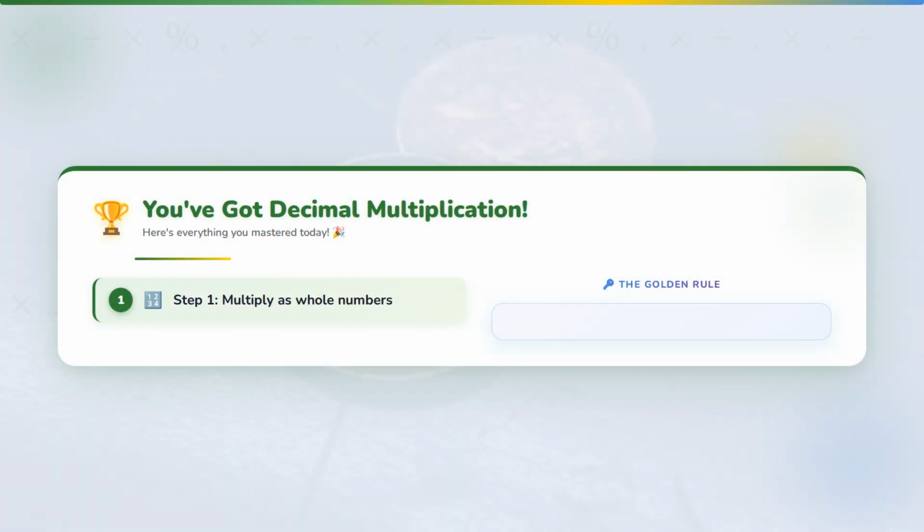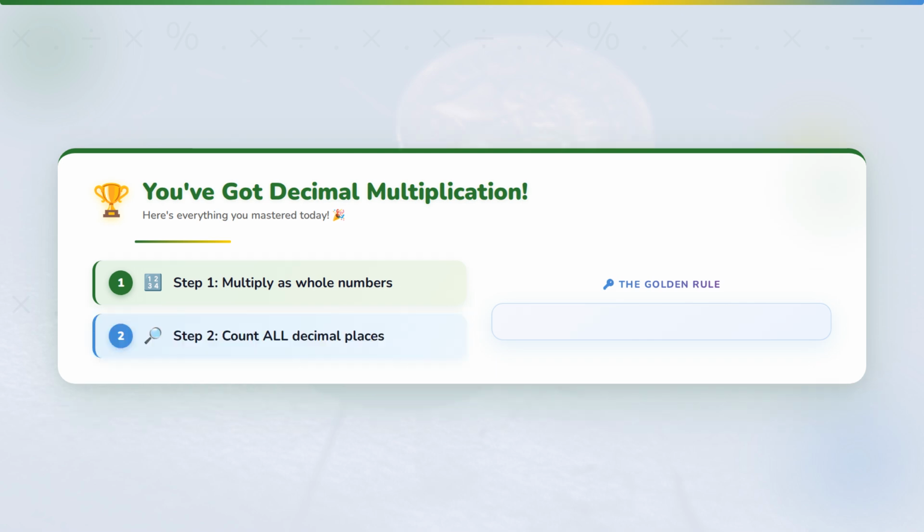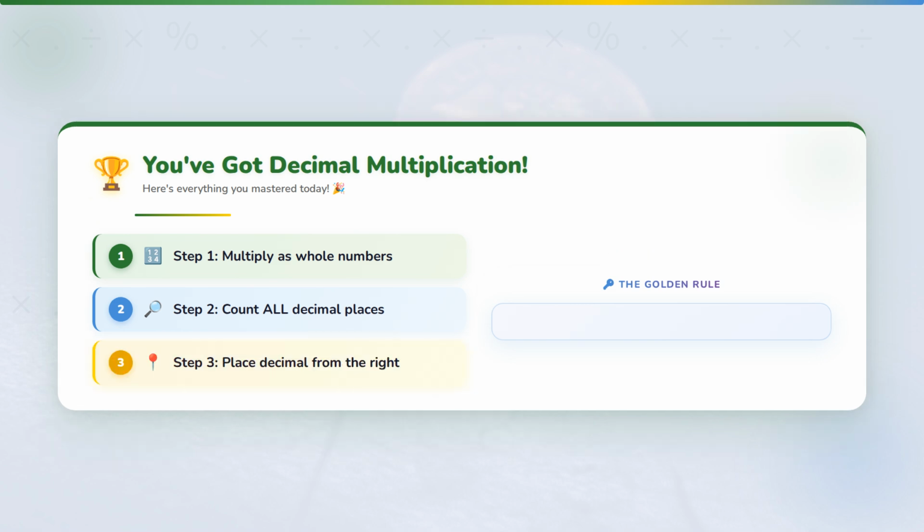You did it. You are officially a decimal multiplication master. Let's recap the 3 magic steps. Step 1. Ditch the decimal points and multiply like whole numbers. Step 2. Count up all the decimal places from both numbers. Step 3. Plant that decimal point in your answer by counting from the right. And never forget to estimate first so you can catch sneaky mistakes.